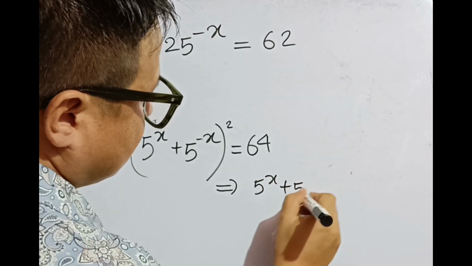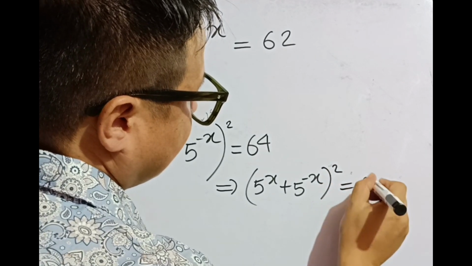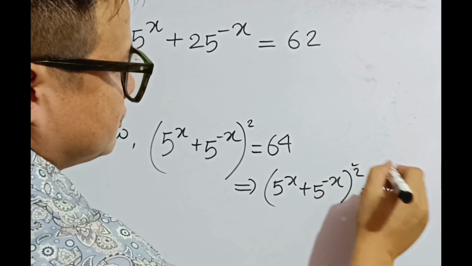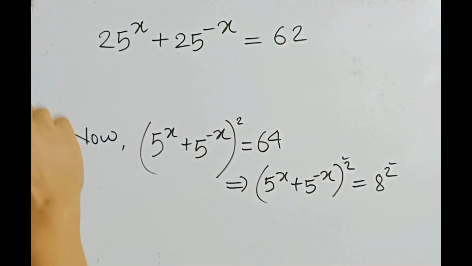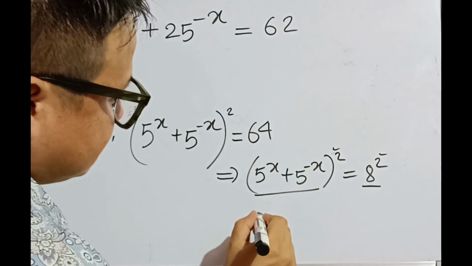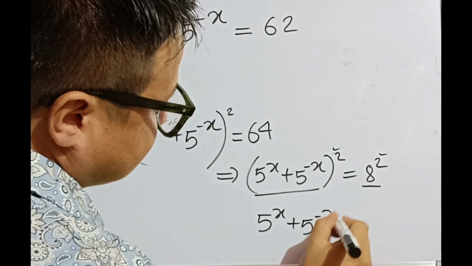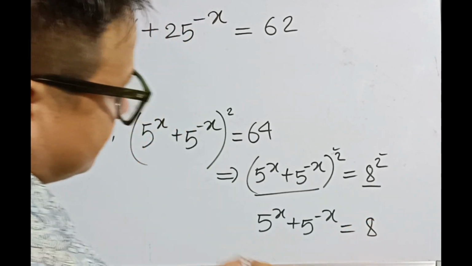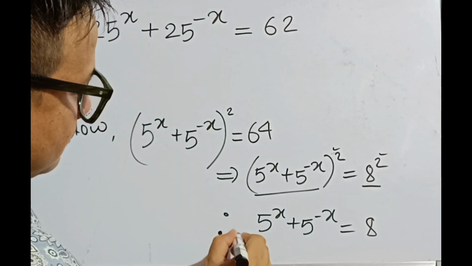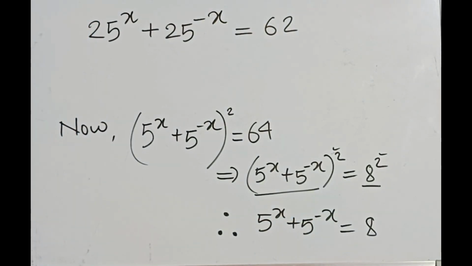And now in the next line, we can write 5 raised to the power x plus 5 raised to the power minus x whole square is equal to 8 square. Now these two expressions are equal and they have the same exponents, so their bases must be equal. So now what we get is 5 raised to the power x plus 5 raised to the power minus x is equal to 8. And this is the solution to this problem. Therefore, the value of 5 raised to the power x plus 5 raised to the power minus x is 8.